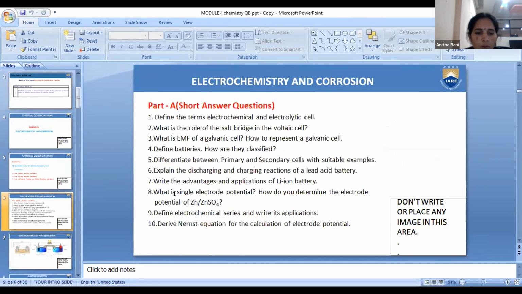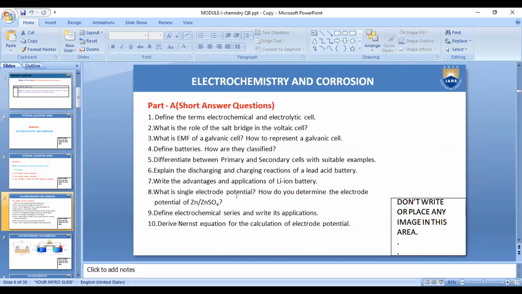So next question, what is single electrode potential? Students, what is electrode potential? We discussed electrode potential. When any electrode is dipped in its own electrolyte solution, tell me what happens. I am not asking standard electrode potential. What is electrode potential? When you are dipping an electrode in electrolyte, what happens?